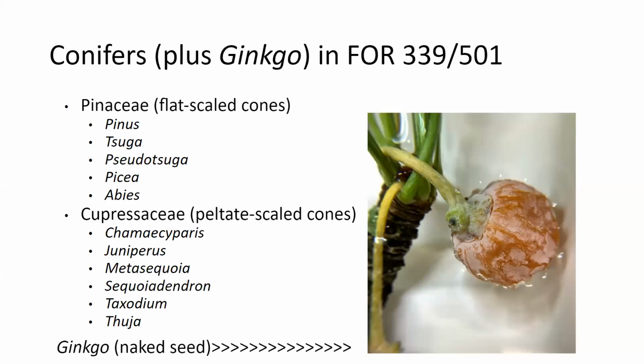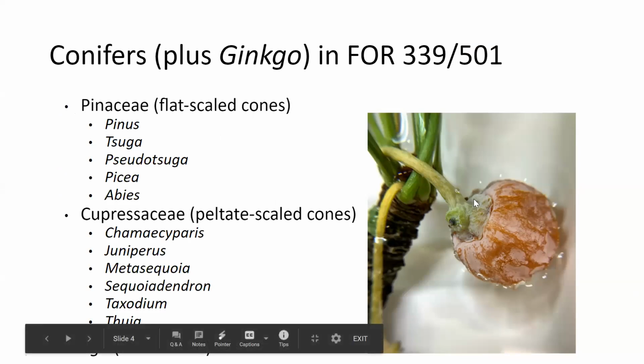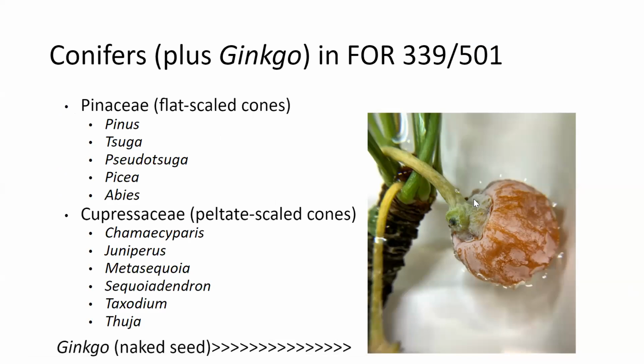In this class, Forestry 339-501, we will look mainly at two different families, but also ginkgo. We have to add that in there, right? We count that among the gymnosperms. Ginkgos don't have cones at all. They just have naked seeds that look like a fruit, but we'll never call it a fruit because fruit is limited to the angiosperms. In Pinaceae, we'll see flat-scaled cones, and then Cupressaceae have peltate-scaled cones. That's an easy way to tell which family of gymnosperms you have when you're looking at an unknown species.